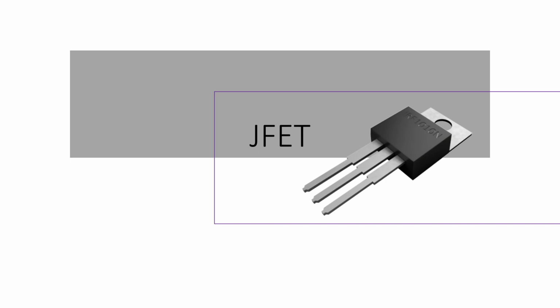In this video, we'll discuss the field effect transistor, JFET, junction field effect transistor. So, what is the difference between BJT and FET? BJT is a bipolar device, FET is a unipolar device.